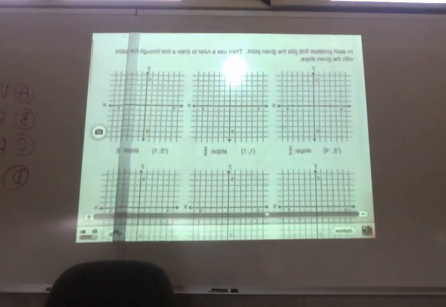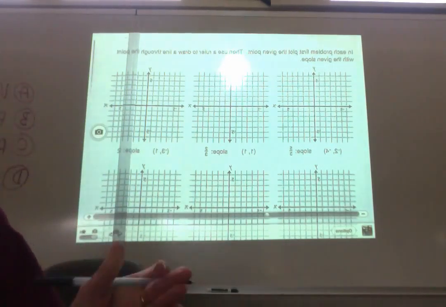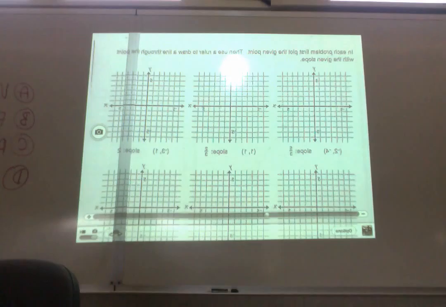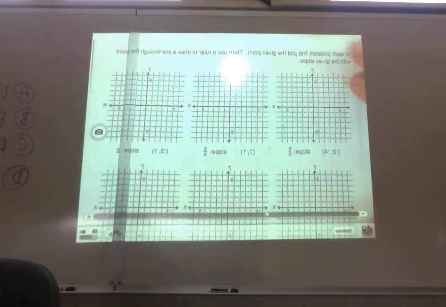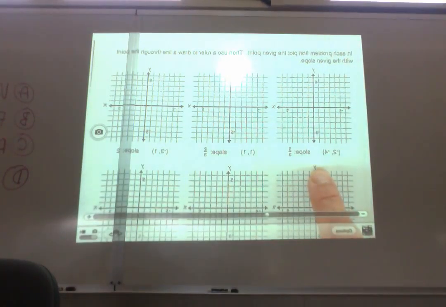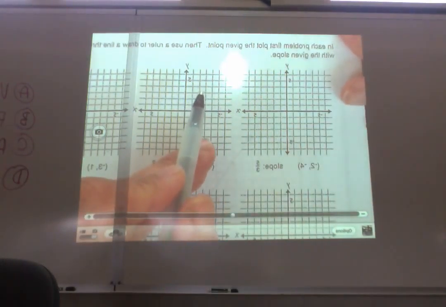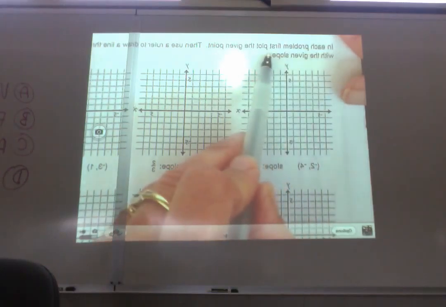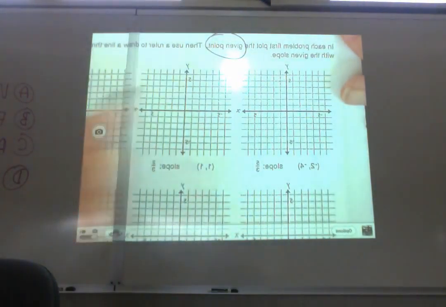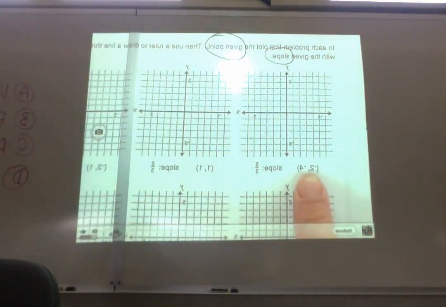Okay, flip the page. There will be time to work some more. We have people in different spots on this, so we're kind of making sure we're checking in to see if it's okay, but some are done and some are not. Second page, the little mini graphs. One thing that's important is read the directions. In each problem, first plot the given point, then use a ruler to draw a line through the point with the slope. Okay, so for example, first point is -2, 4.